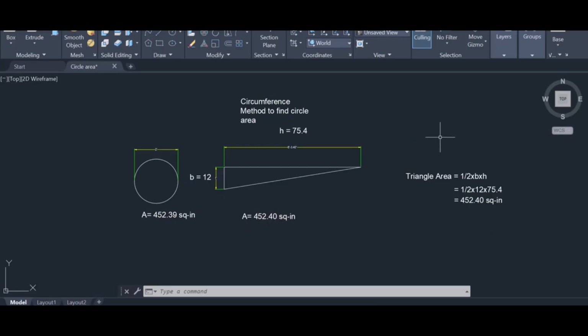If I try again here, this is a triangle. So the triangle formula will be 1 by 2, base into height. So 1/2, 12 inch, 75 Y 4. Finally, we get the circle area 452.0 square meter.